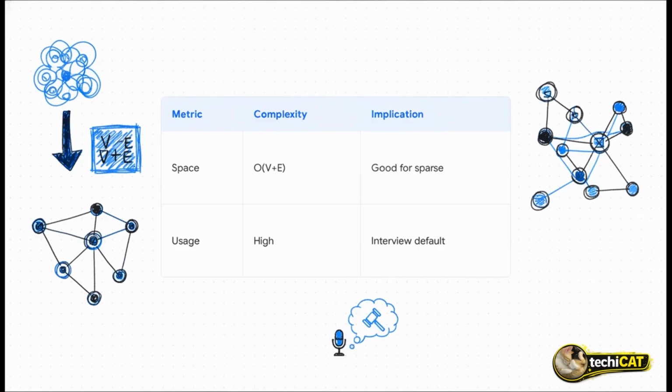And notice how the space complexity beautifully drops to O(V + E), meaning the number of vertices plus the number of edges. You are no longer squaring your memory requirements. By only storing the nodes and the specific connections between them, the adjacency list becomes incredibly efficient for sparse graphs. And since interviewers absolutely love to test you on large, sparse networks, this structure is going to be your absolute go-to default for most coding problems.